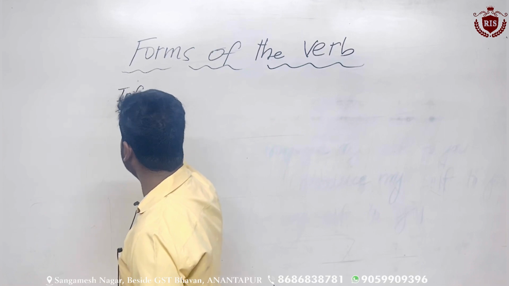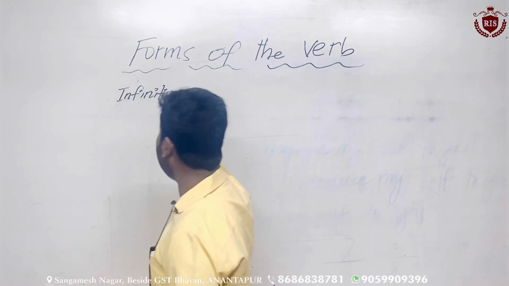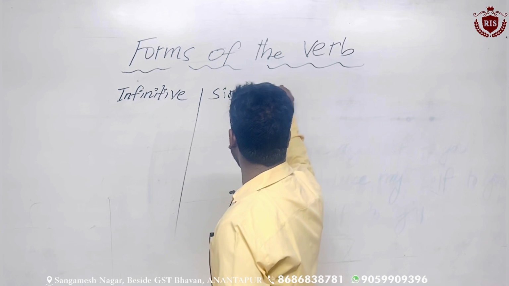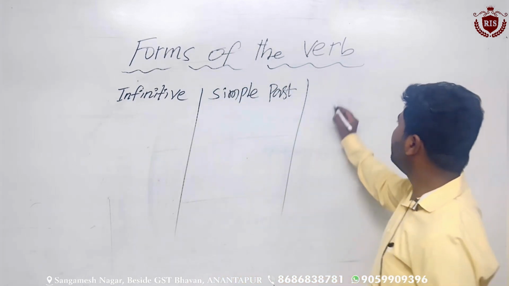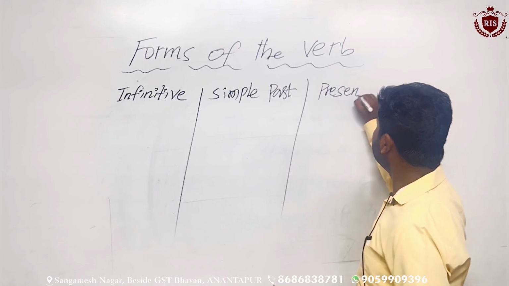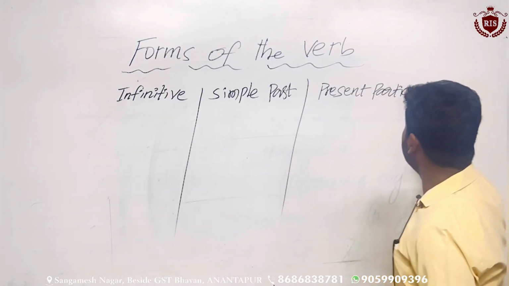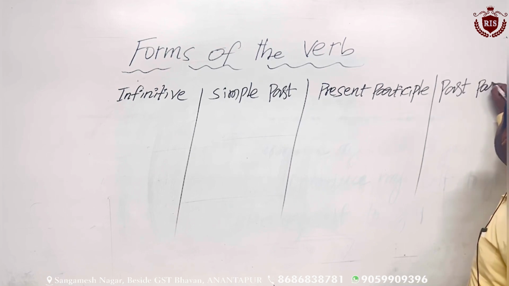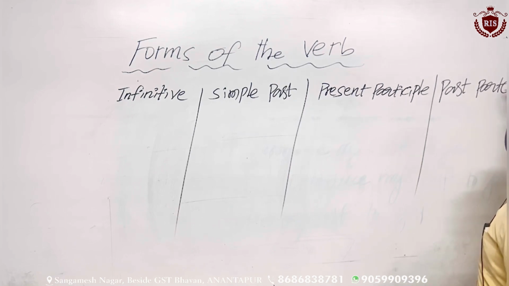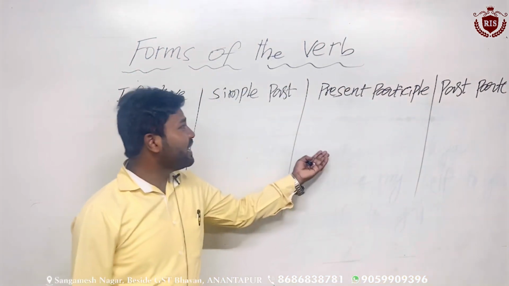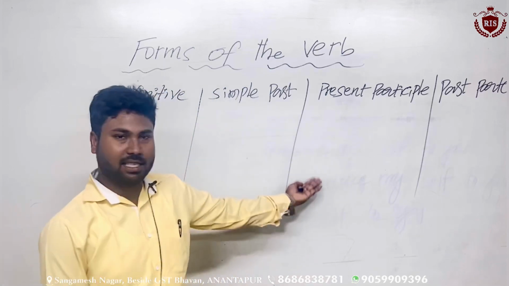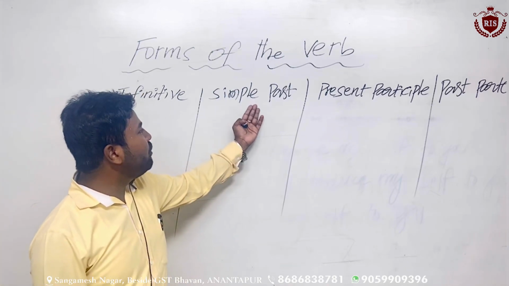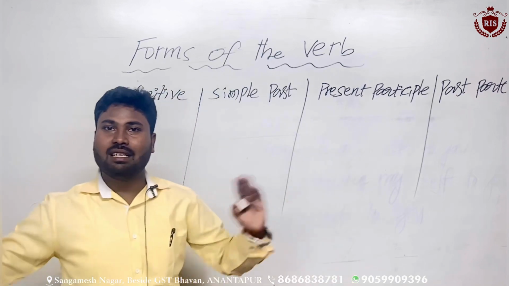The first one is the infinitive form of the verb, and the second one is the simple past form of the verb. The third one is the present participle form of the verb, and the last one is the past participle form of the verb. These are the access elements to tenses. If we know these 4 forms of the verbs, we can easily identify what form of the verb should be used in a particular tense.